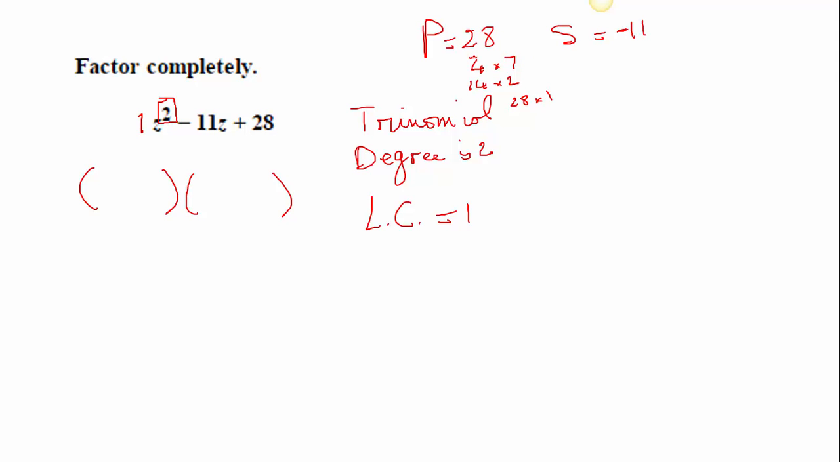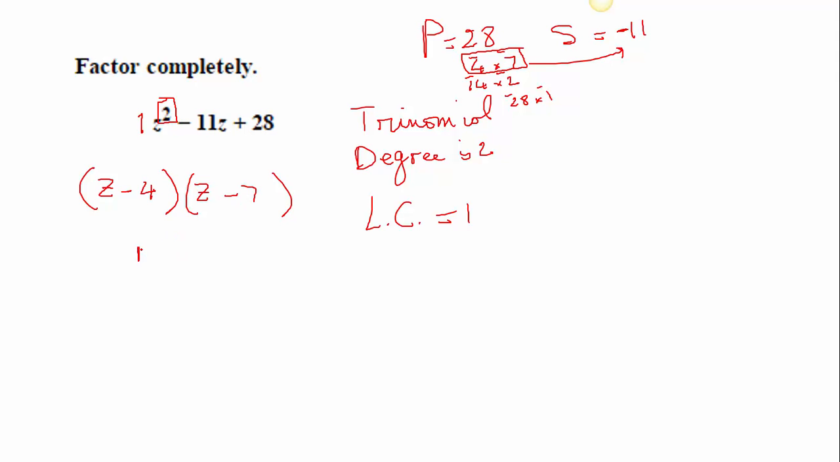So let's try negative 4 times negative 7, negative 14 times negative 2, and negative 28 times negative 1. If you multiply negative times negative, you're going to get positive. But when you add them, you're going to get negative. And this works because negative 4 plus negative 7 is negative 11. The others, 14 and 2 is 16. It's not going to work. 28 plus 1 is negative 29. It's not going to work. So the only option here would be z minus 4 and z minus 7.